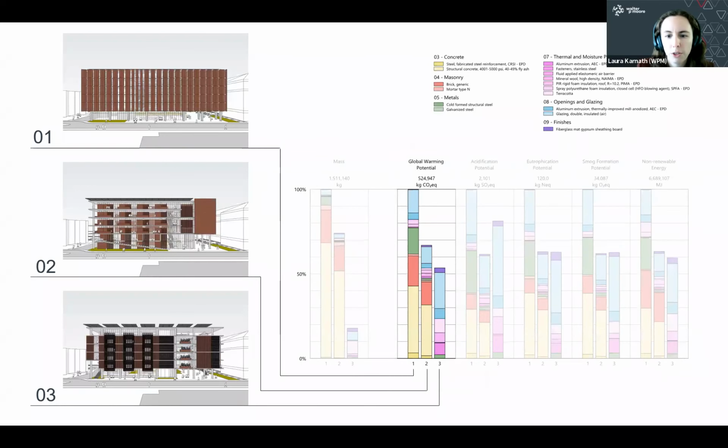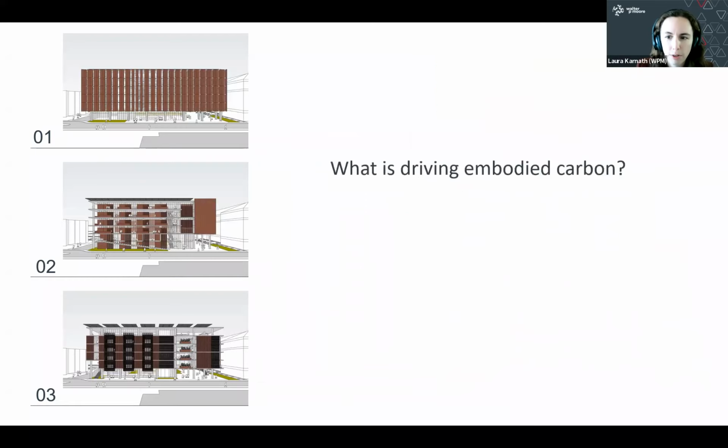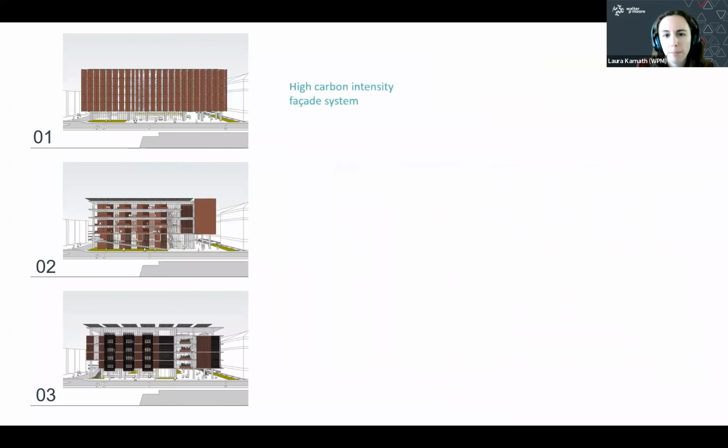So what that gave us was 3 different baselines. And we could look at, okay, why is option 3 better than option 2, which is better than option 1? And we could start to think about what is driving that embodied carbon. Well, first of all, option 1 had the most of the higher carbon intensity systems.